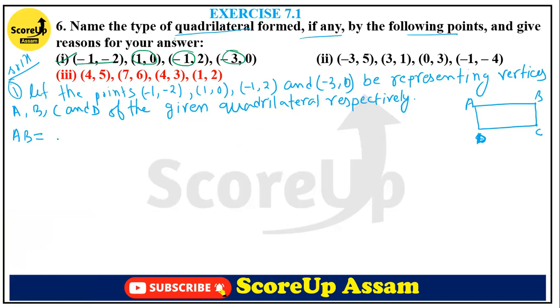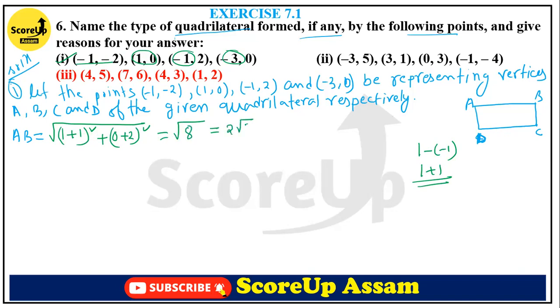So AB will be what? 1 minus minus 1, ultimately it will be 1 plus 1, because 1 minus minus 1, minus plus will be 1 plus 1, right? So 1 plus 1 whole square plus 0 minus minus 2, that is plus 2 whole square. So it will be ultimately 2 square plus 4 square, that means 8. 8 means 2 root over 2. Okay.